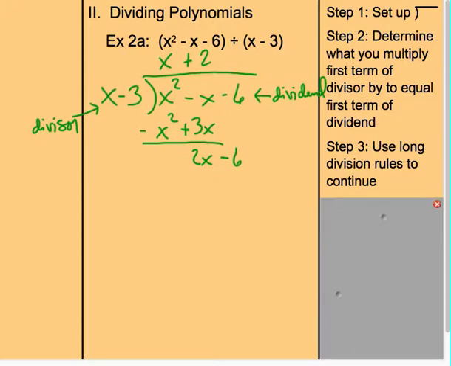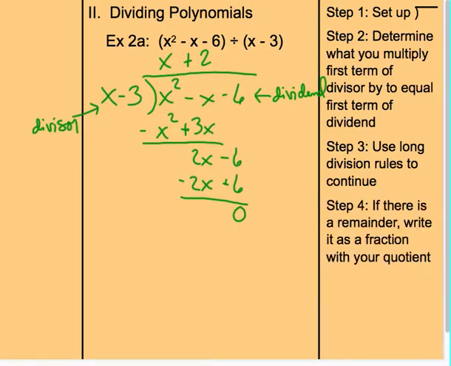So x times 2 is 2x. X times -3 is -6. And since these match, when I subtract them, I don't have a remainder in this case. So our answer, or our quotient, is x plus 2. We don't have a remainder, so we don't have to worry about step 4 on this one.